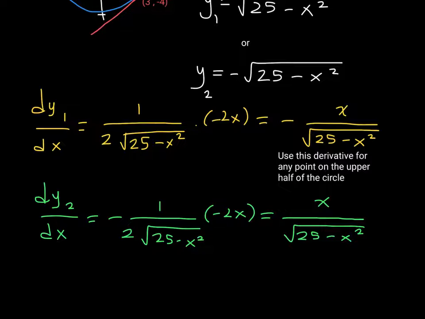Now, we'll use this derivative function to find the slope of our curve for any point on the lower half of the circle. All right, see, this is exactly what we want to avoid. We want to avoid having two derivative functions. All right, but it is what it is. In just a minute, I'm going to walk you through implicit differentiation. Hopefully, implicit differentiation will convince you that it's necessary, it's efficient. All right, so let's continue.